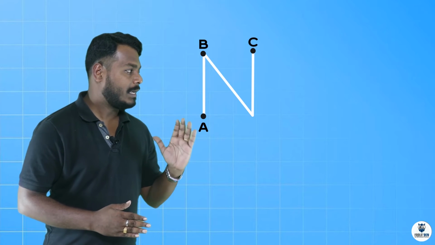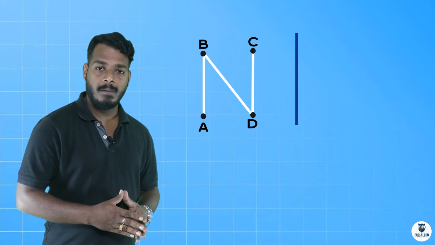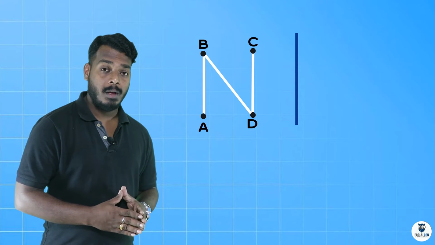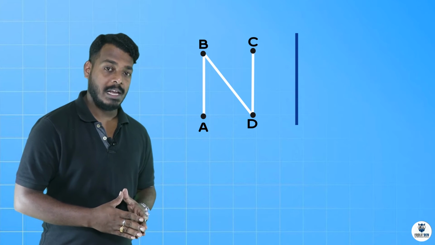Let's take another example to understand the concept even better. Let's take this figure and let's mark the corners of this figure as A, B, C and D. Now let's take a vertical mirror and see how far are these 4 points from the mirror. Now we're going to draw the mirror image of this figure, something like this.